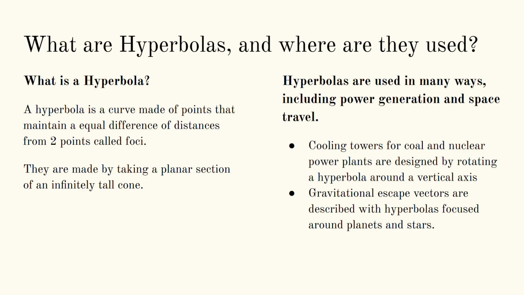They also describe gravitational escape vectors in our world, such that if an object passes by a gravitational center, such as a planet or a star, the path that it traces will be described by a hyperbola with a focus placed at that gravitational source. Although in this case, you only see one part of the hyperbola.